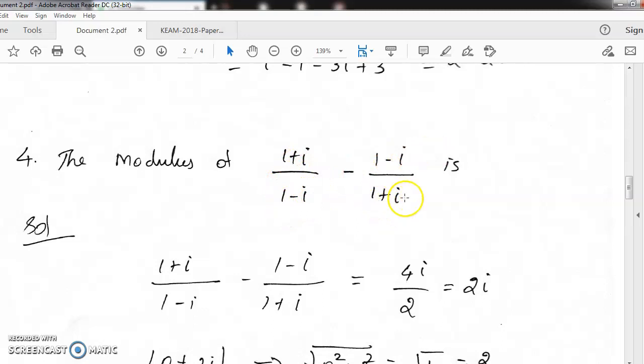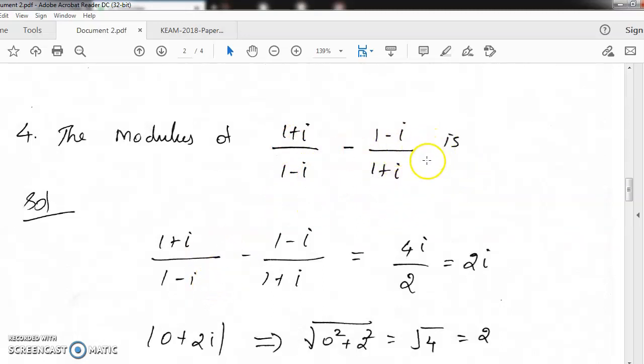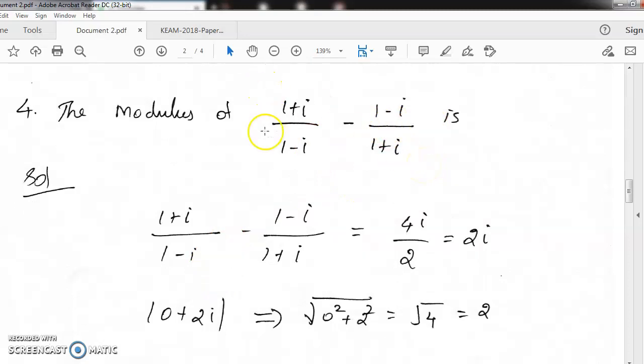Okay. So next, the fourth problem is: the modulus of (1 plus i divided by 1 minus i) minus (1 minus i divided by 1 plus i) is what? It is asked in one particular examination. So the modulus means, suppose a plus ib is a complex number, its modulus is root of a square plus b square.